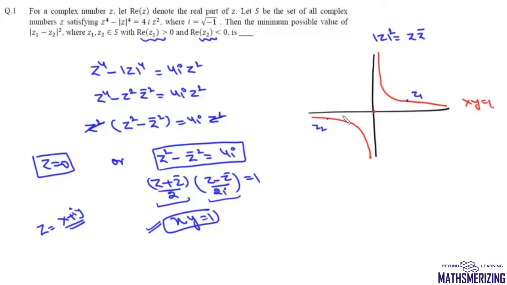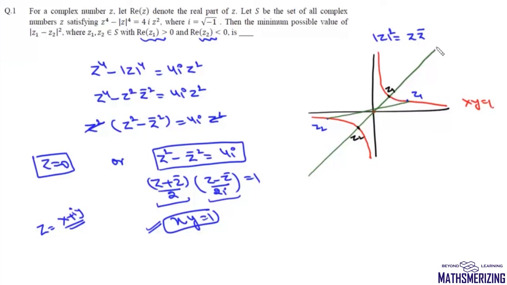And we need to find 2 points z1 and z2 such that this distance |z1 − z2| is minimum. We know that in any curve, minimum distance occurs along a common normal, which in the case of a rectangular hyperbola will occur along the transverse axis. So if we choose z1 and z2 as vertices of this rectangular hyperbola, then this distance |z1 − z2| will be minimum. Now we need to find z1 and z2.